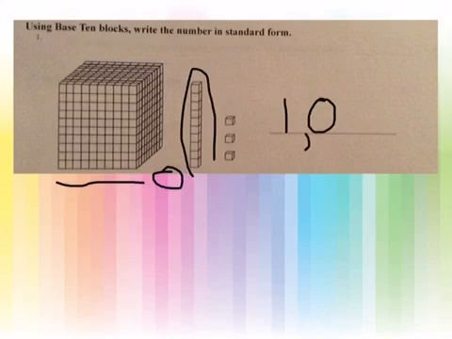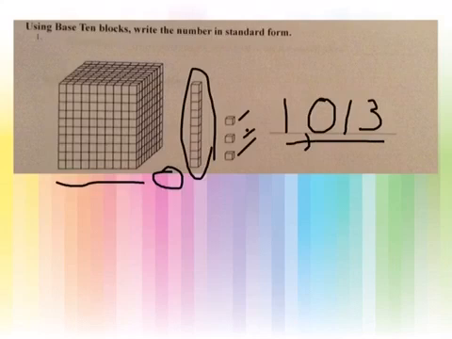Then I see one of these longs. That's a 10. And I see there's only one 10, so I will put a 1 in the tens place. Then I see lastly there's 3 little cubes. And those 3 little cubes show that there should be a 3 in the ones place. So my final answer is 1013.